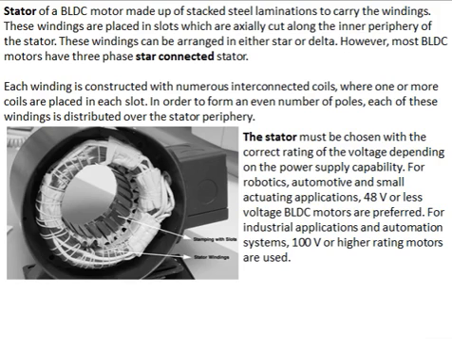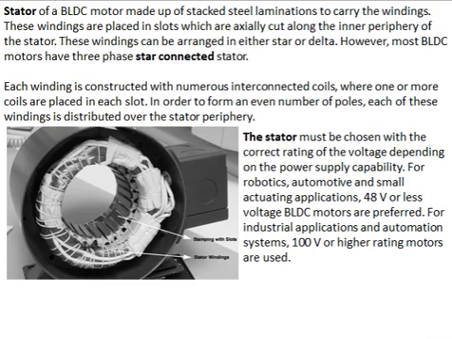Stator of a brushless DC motor is made up of stacked steel laminations to carry the windings. These windings are placed in slots which are axially cut along the inner periphery of the stator. These windings can be arranged in either star or delta. However, most brushless DC motors have three-phase star-connected stator.